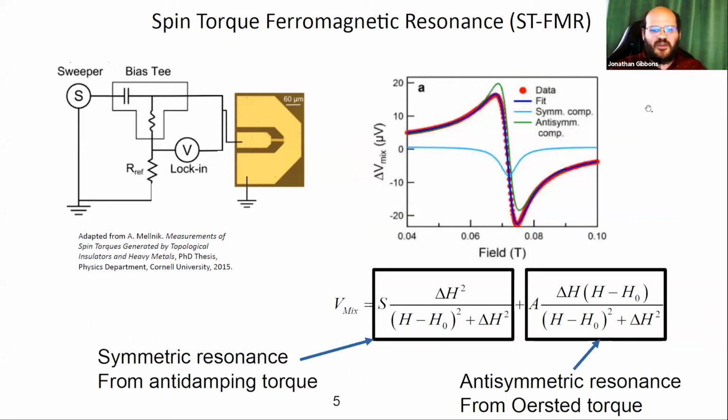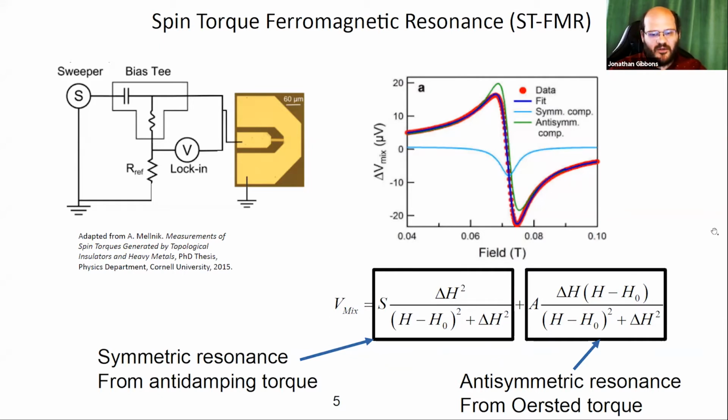So by sweeping the field, we can measure this resonance. And the key information that you should take away from this is we can measure this mixing voltage. We can fit to it to extract the Lorentzians that make up it. And our signal is a combination of a symmetric Lorentzian, which is driven by anti-damping torques and other similar things, but typically anti-damping torques, and an anti-symmetric Lorentzian that's driven primarily by Ørsted torques, typically.